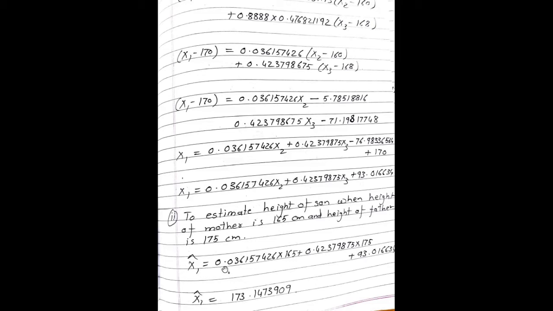x1 cap becomes 0.036157426 into 165 plus 0.42379875 into 175 plus 93.016634. So if you multiply and add the three numbers, it becomes x1 cap is given by 173.1473909.